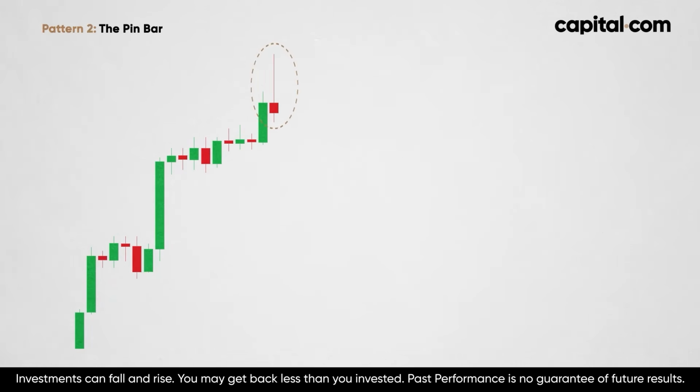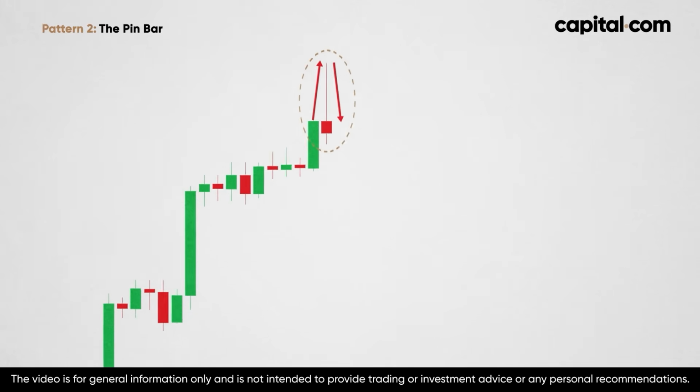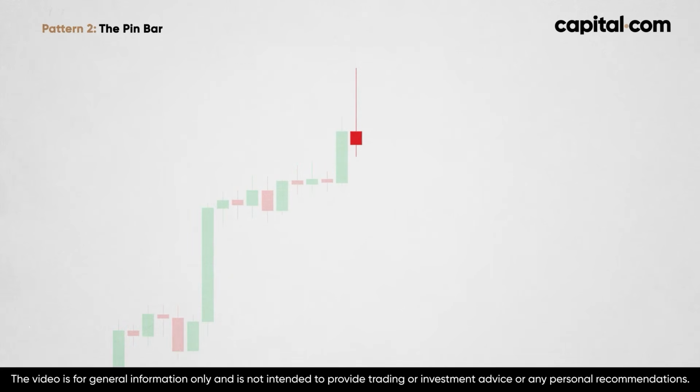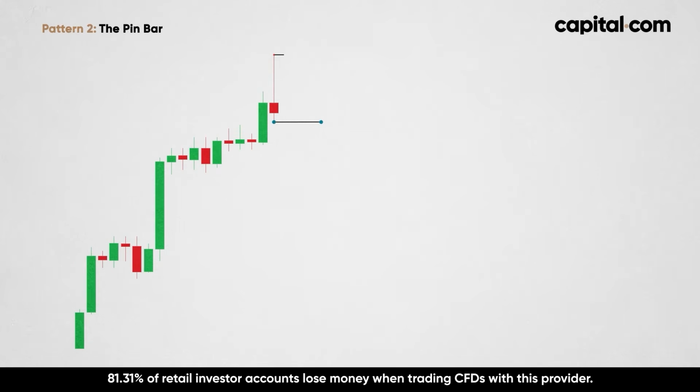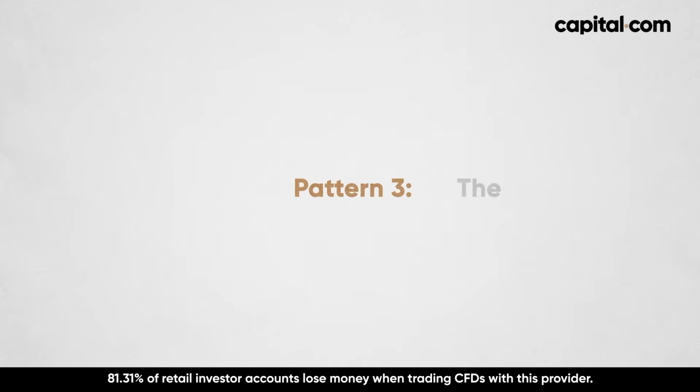When a bearish pin bar forms on the chart, it means buyers initially pushed the price up, but sellers stepped in, strongly rejected that move, and forced the price back down before the candle closed. This again shows that although both sides were active, this time sellers ultimately took control. A common trade setup is to place a sell order below the pin bar's low with a stop loss above its high.